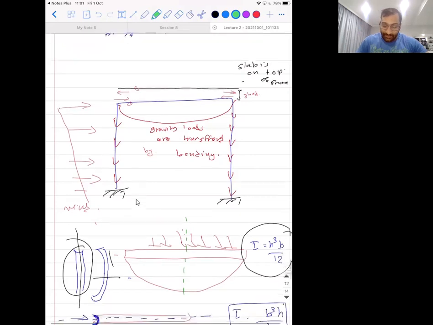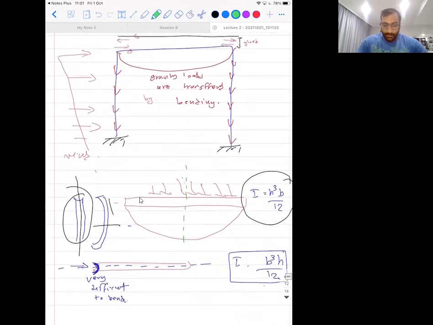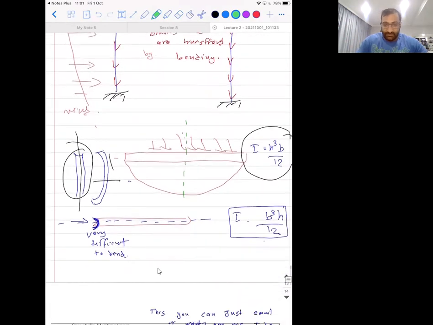But in case of diaphragm action, what happens is you have that wind load, which I just put here, so we have this pole bending that way. But this thing on top is not bending. It's basically transferring through shear. Like I said, very difficult to bend, so it transfers the load through shear. That's what's called diaphragm action. That's why it's very important.